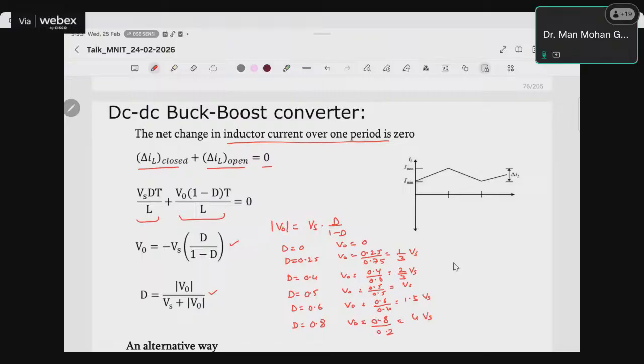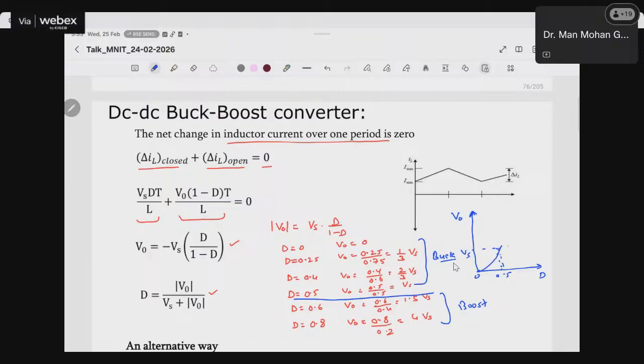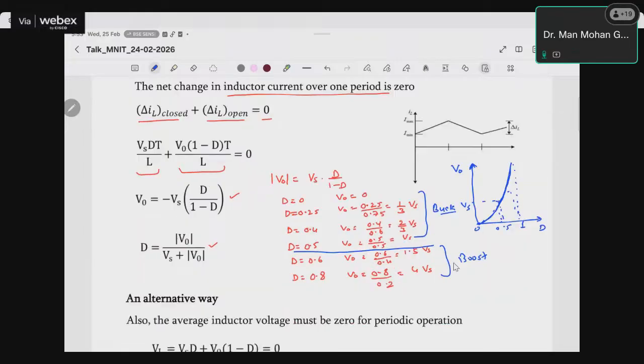So what we are seeing here is that if duty cycle is greater than 0.5, then all these output voltages are greater than Vs. It means boost operation. Below that, this is buck operation. So if I plot duty cycle and output voltage, at D equal to 0 this will be 0, and at D equal to 0.5 this will go up to Vs, and then it will keep going up like this. At D equal to 1, if you put D equal to 1 in this, it should ideally go infinite, but it does not happen. In a practical case, it also has to come down. So this is how the boost converter analysis is done.